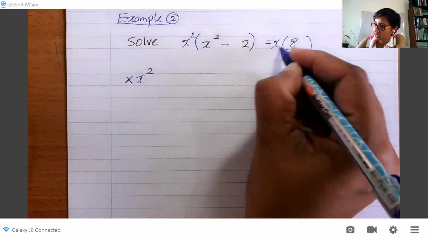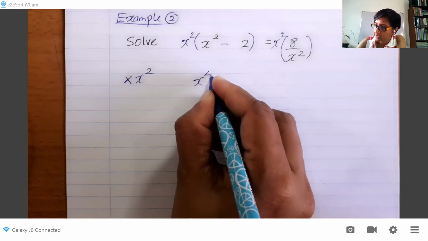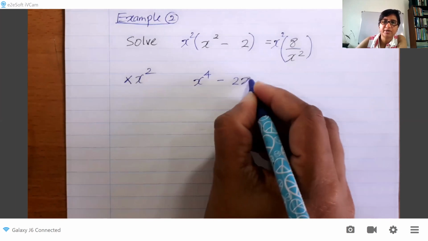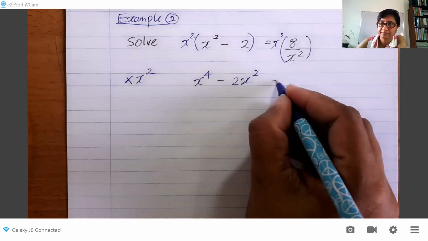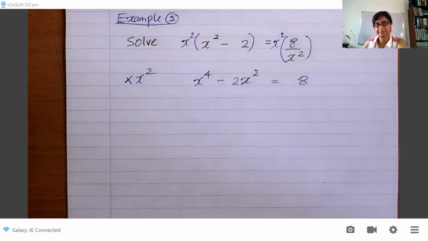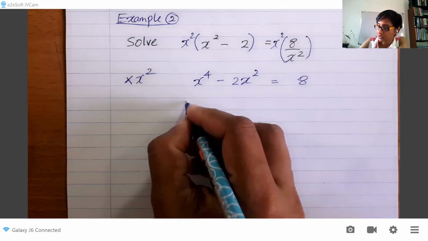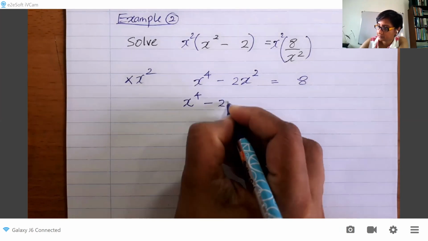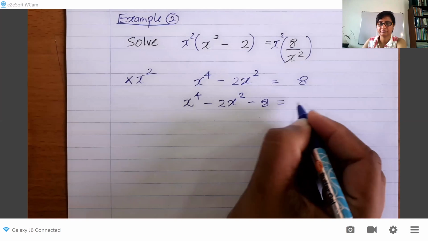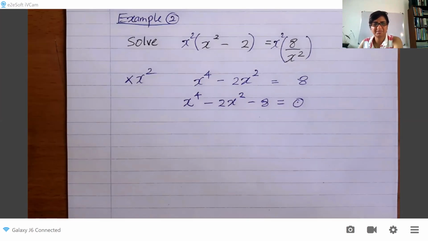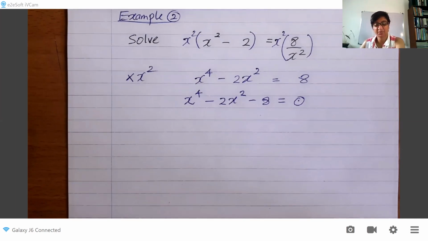Then I get x to the power of 4 minus 2x squared equals 8. So this has power 4, like the earlier example. If I bring everything to one side, it's not a quadratic, but we call this a quartic. Power is 4, they are called quartic. It's a quartic equation. But just like we did earlier, you can turn it into a quadratic by doing a clever relabeling.